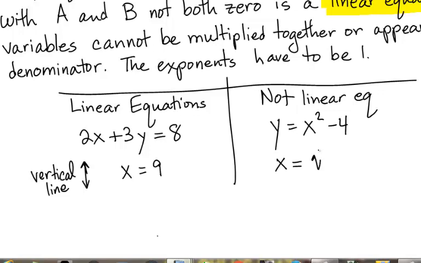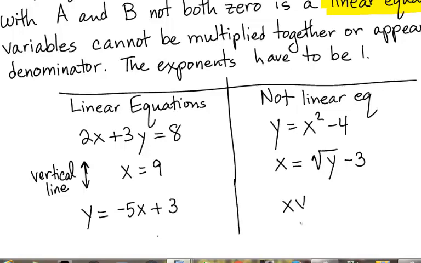x equals the square root of y minus 3. That square root, it's not y to the first, so that's not linear. If I have one like y equals negative 5x plus 3, that's actually in slope-intercept form. We're going to talk about that. That will graph a line.